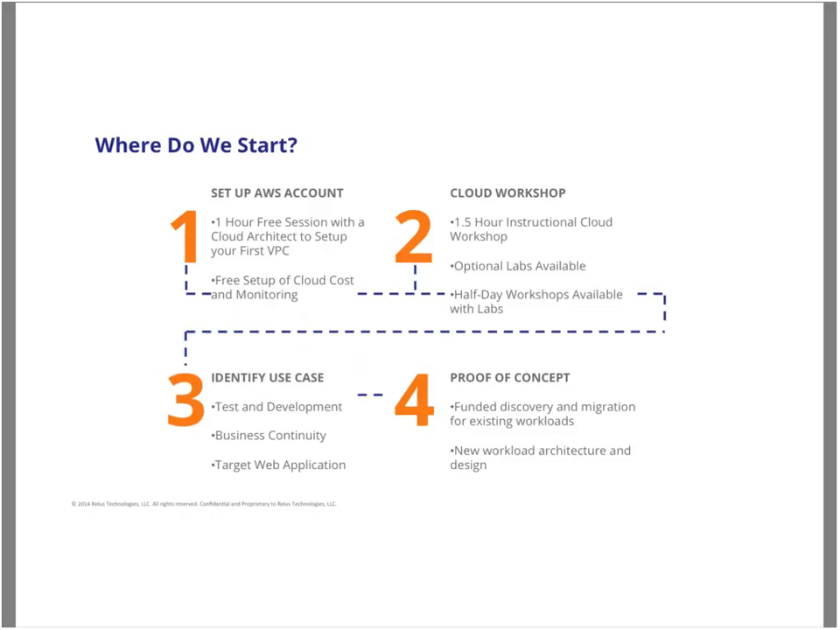The first thing we can do for you is set up an Amazon account for you. In that, we will provide you an hour for free with one of our cloud architects. That cloud architect will help you set up your first VPC. Your VPC is your virtual private cloud, which enables you to establish your own CIDR block and extend your own networking into the Amazon cloud. So we can help you lay the foundation for the Amazon environment that you need to start kicking the tires and testing with.